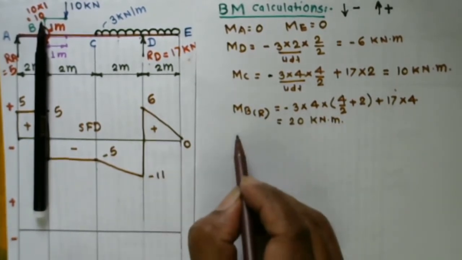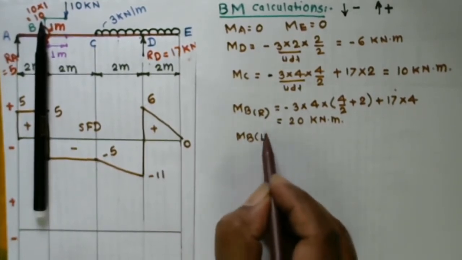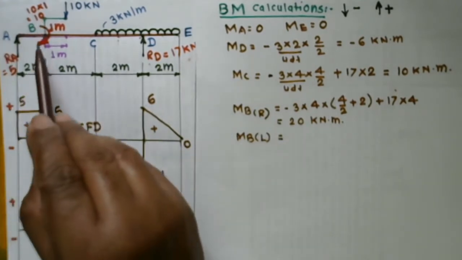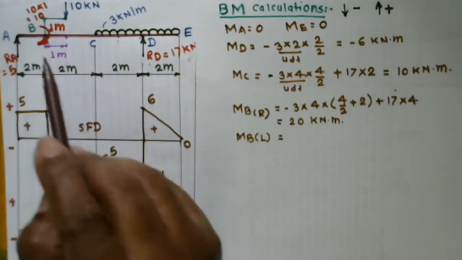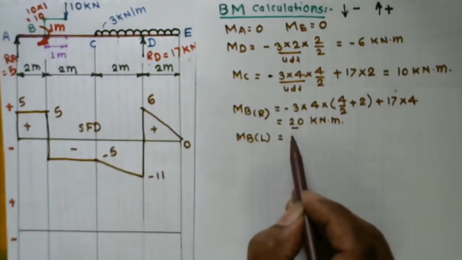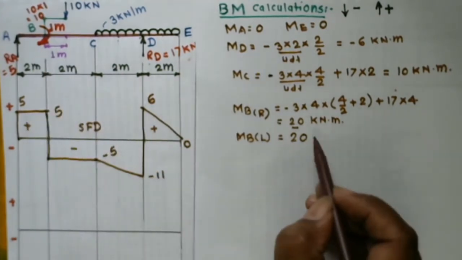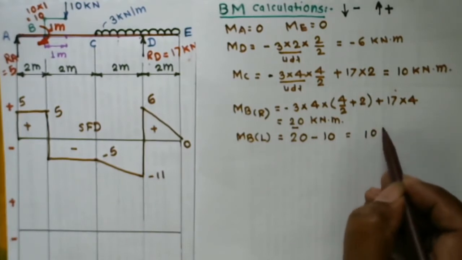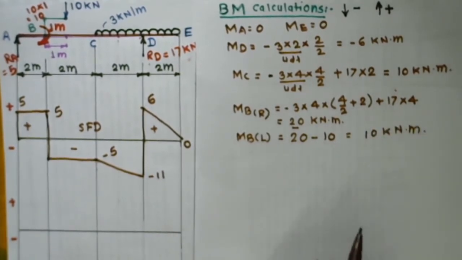Now at point B itself a moment is acting, so we have to calculate the moment at the left side. In that left side, the 10 kilonewton meter moment is acting in a clockwise direction. So this moment is positive 20, and this acting in clockwise, so minus 10 is equal to, again here, 10 kilonewton meter.